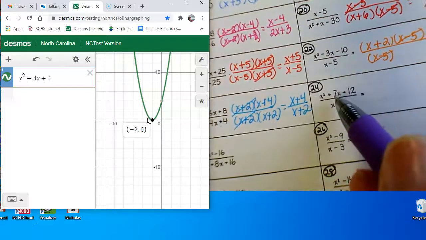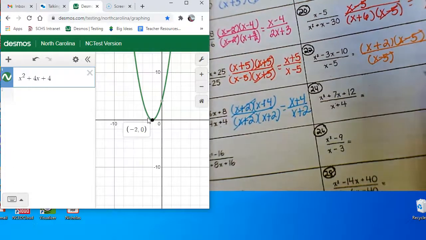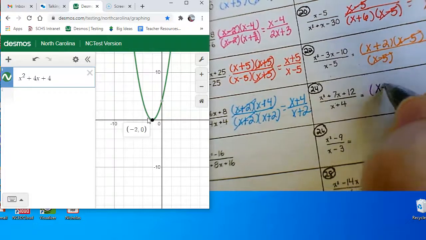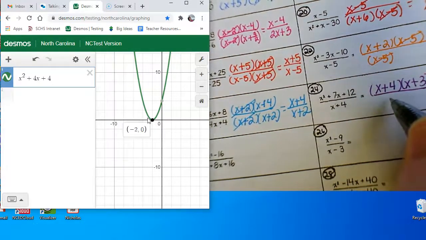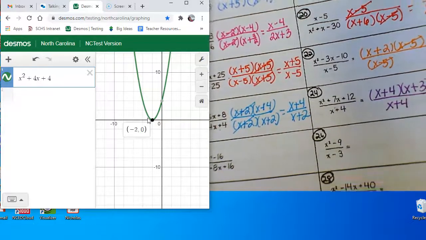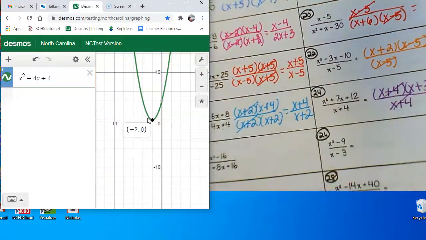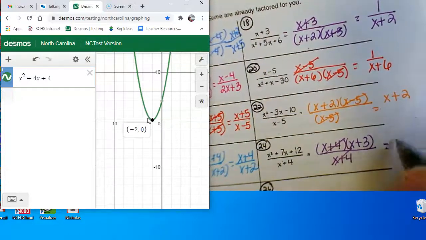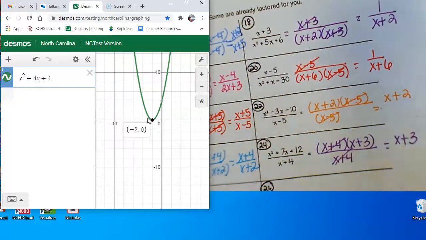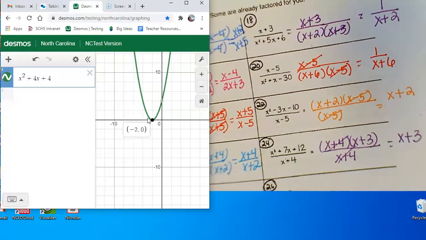On 24, when you graph that one, you get a negative 4 and a negative 3. So it's x plus 4, x plus 3. Change those signs. Nothing to do on the bottom. X plus 4's go away. And then that leaves you an x plus 3. You can put it over 1, or you can just leave it as x plus 3.